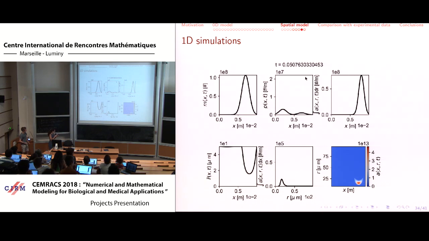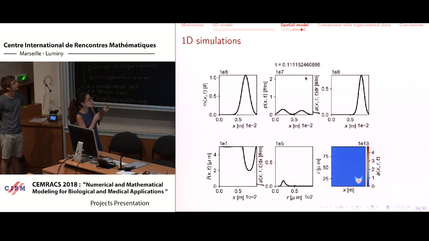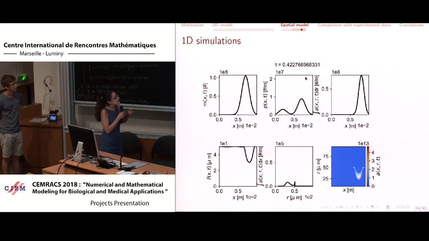So in this plot, we can see the mesenchymal cells. This is the first day, what happens in the first day. We have that the mesenchymal cells differentiate into preadipocytes. In fact, here you can see that the preadipocytes grow in correspondence to the concentration of mesenchymal cells.